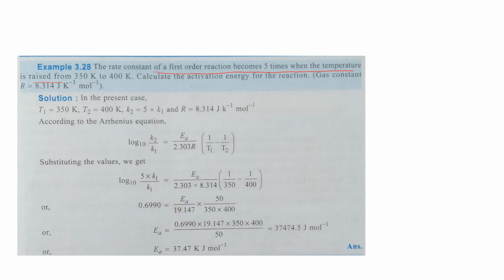Write down the formula: log10 K2/K1 = Ea/(2.303 R) × (1/T1 − 1/T2). Here you just put the value of K2 as 5K1. So K1 gets cancelled, and you can find out the value of log10 5. All other things are known to you, and you have to find out the energy of activation. Very easy sums. You only have to put the data in the equation.